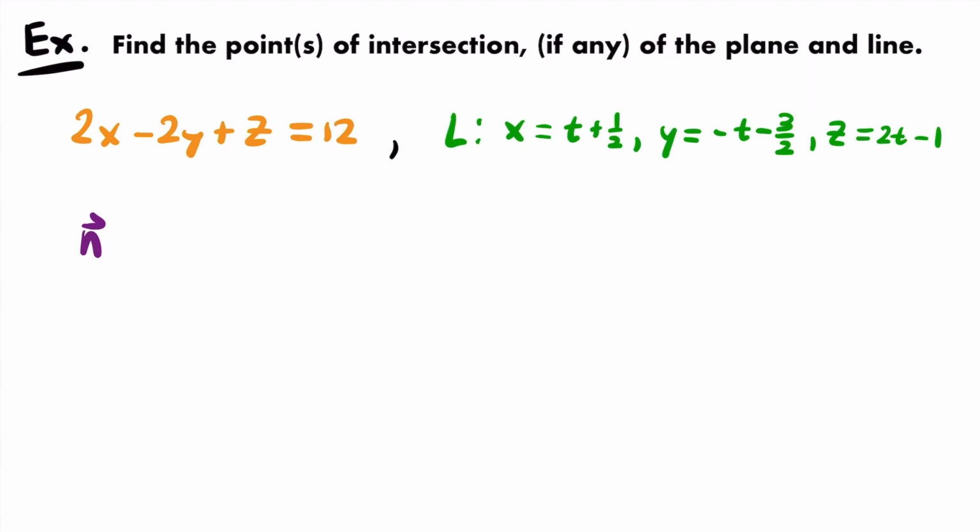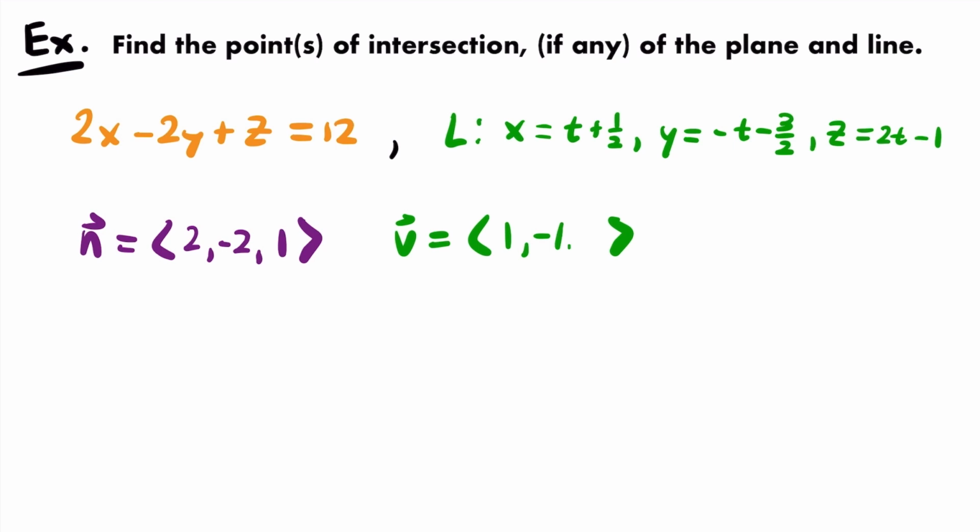The normal vector of the plane will just be a vector with the components that are the coefficients of x, y, and z. So that will be 2, -2, and 1. And then the direction vector of our line, vector v, will have components that are the coefficients of the parameter t in each parametric equation. So the x component of the vector will be 1, the y component will be -1, and the z component will be 2. So we have 1, -1, and 2. And so those are our two vectors that we can use to find the angle of intersection here.